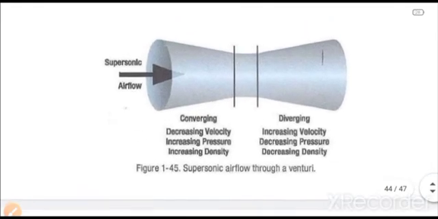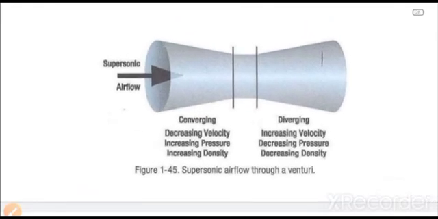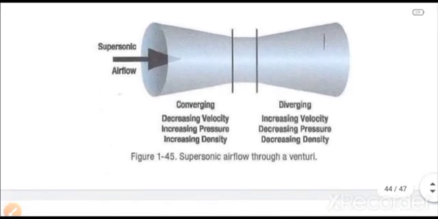And just know, don't get confused with the subsonic or the sonic part. In the sonic case of a venturi, it is just the opposite. The speed increases in the converging range and the speed decreases in the diverging range, and the other things automatically take place in the opposite direction. So in the supersonic and in the subsonic, the venturi effects are totally different.